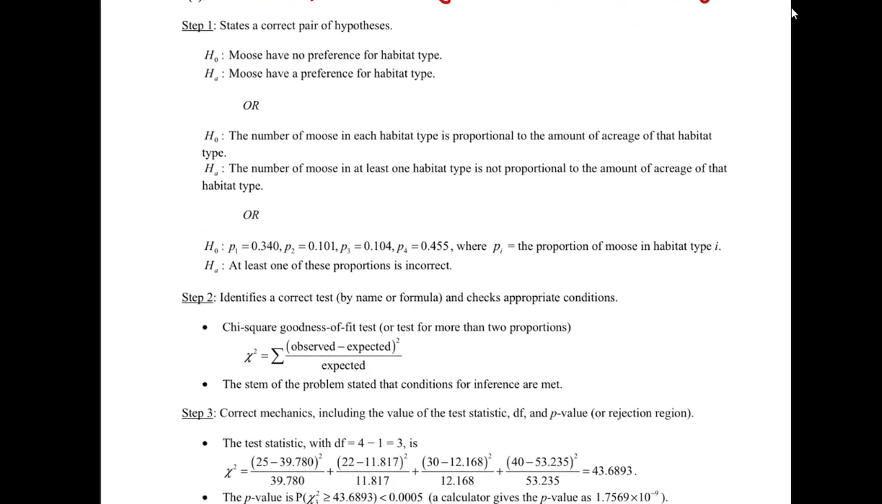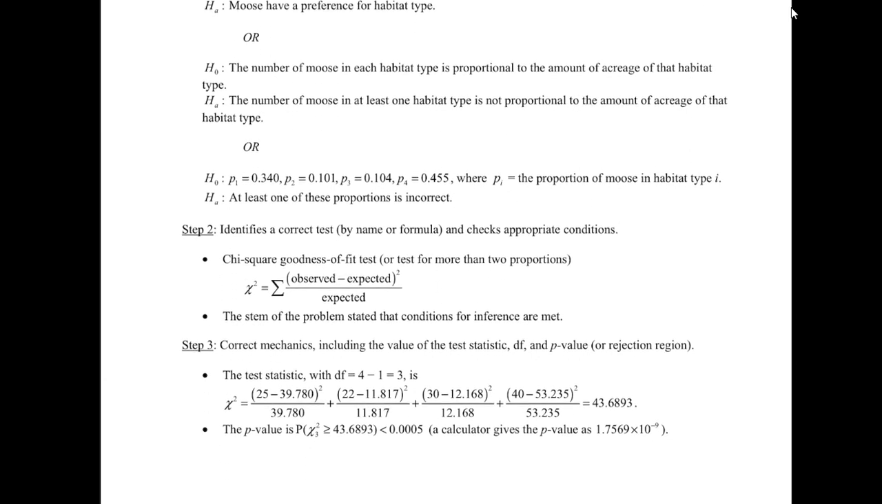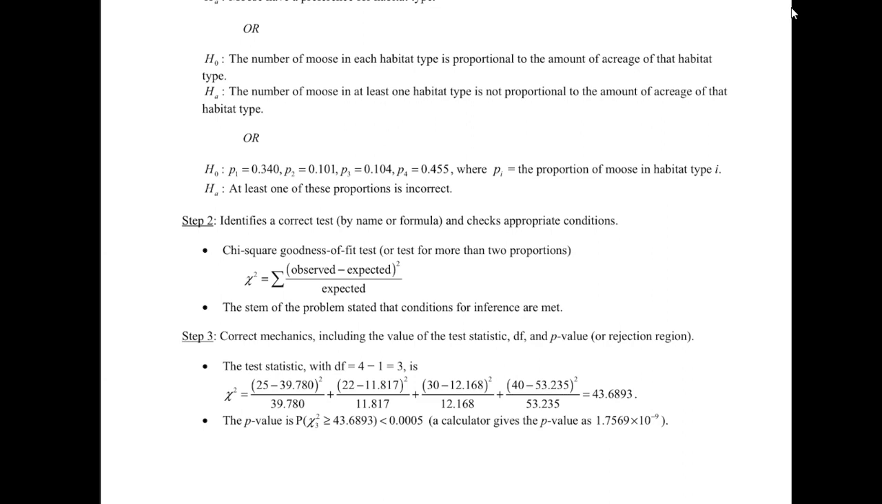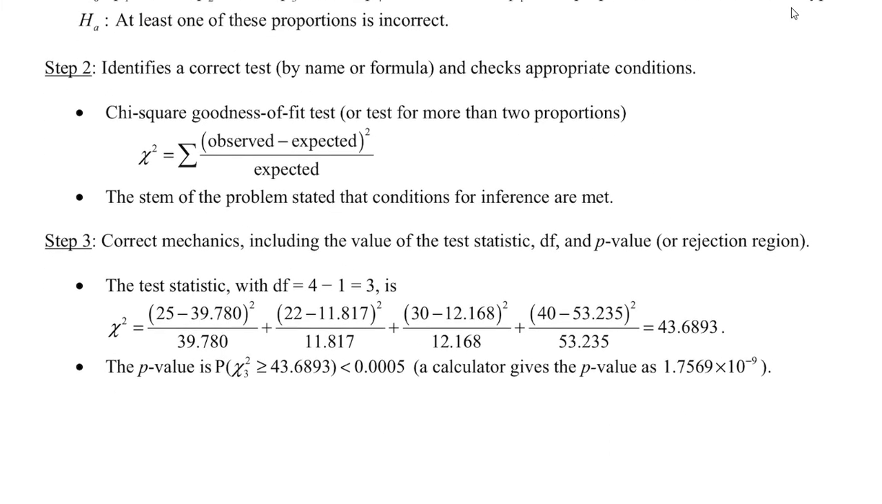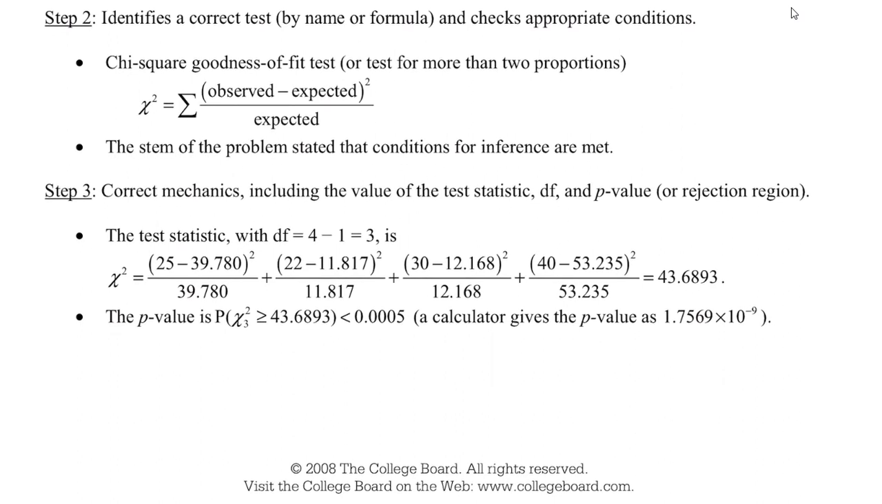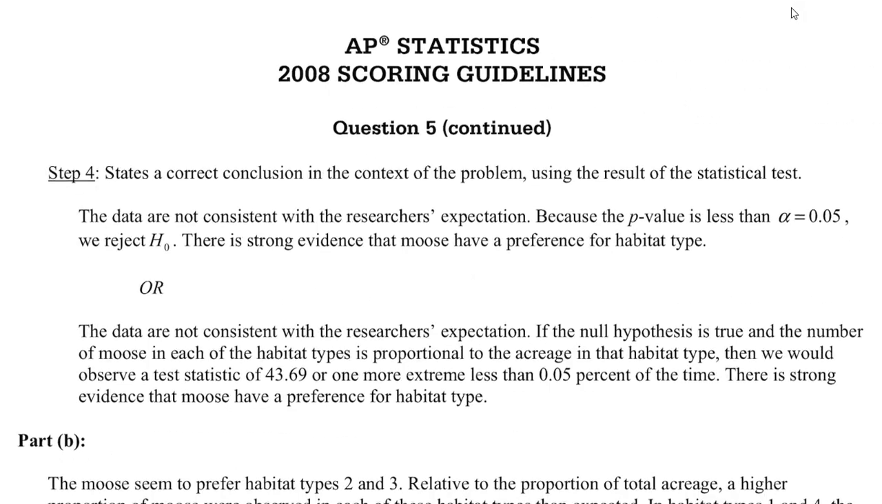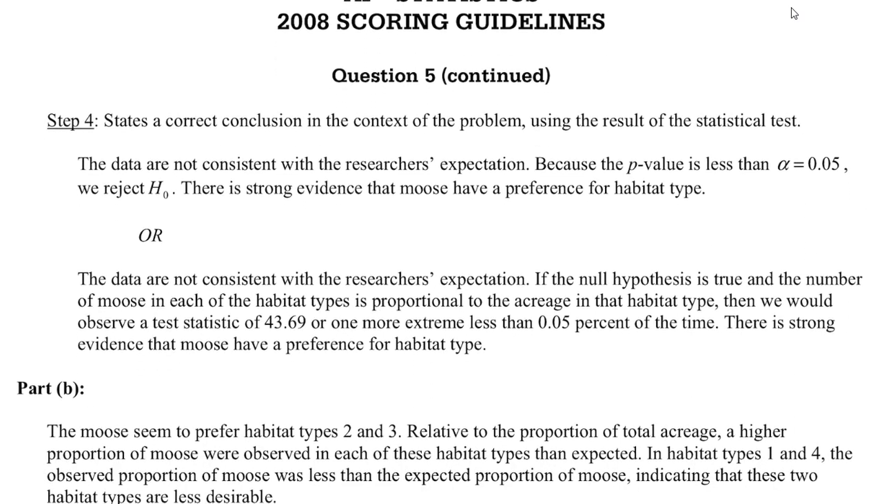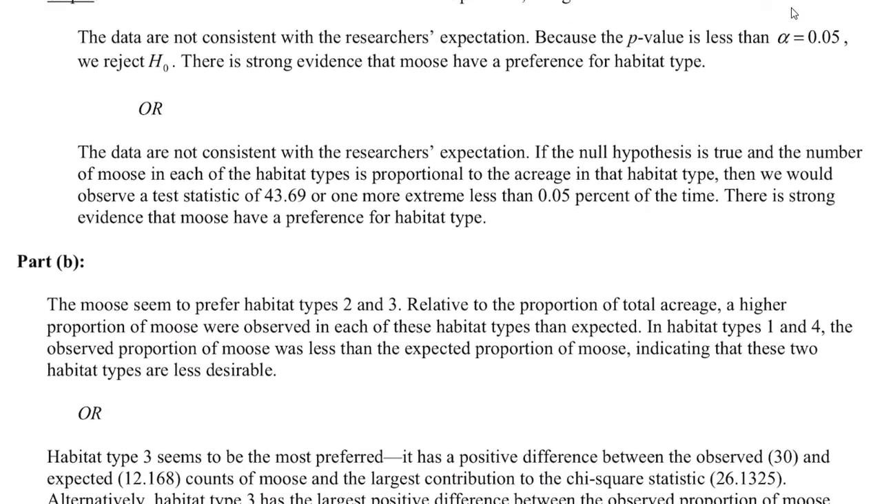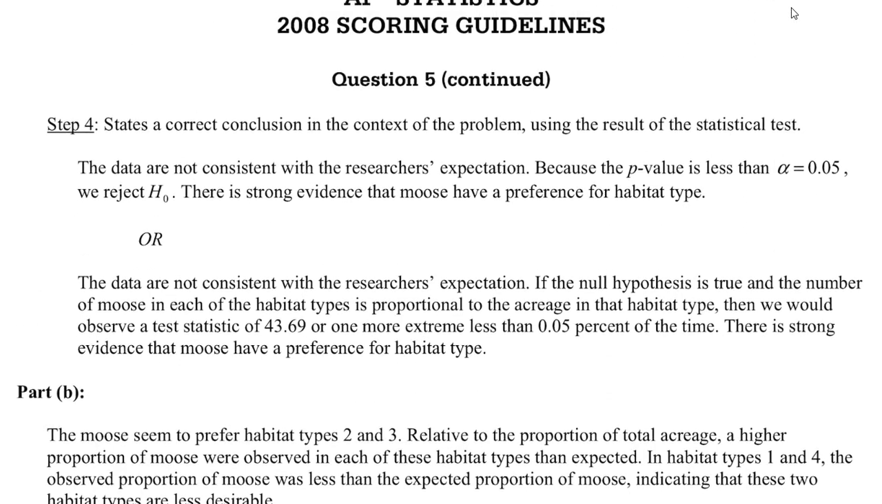Then we have our test name. Chi-square goodness of fit test. They put the formula there sometimes. They said the conditions were met. Here is the correct mechanics, including the value of the test statistic, the DF, and the p-value. So if you follow with how I tell you to do it, then you will see that you'll get all the points every time for this step. And then step 4 was a correct conclusion. And then we had part B. So we had the 4-step process right there, and then part B was its own point.